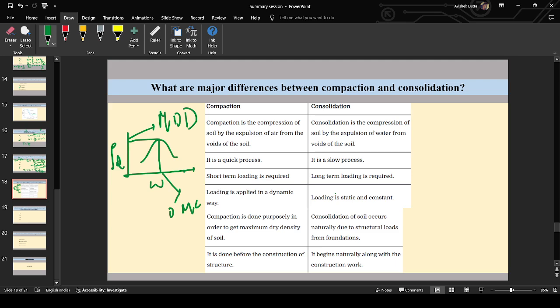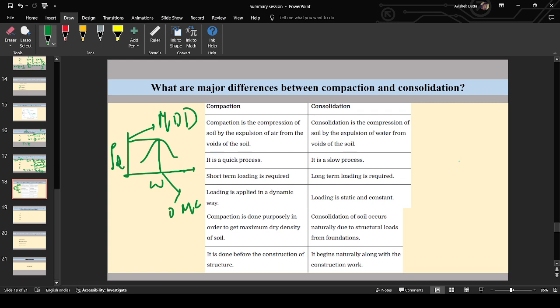So on one side we have compaction, which is a fast process. Short-term loading in a dynamic way can be applied and is generally done before the construction process, purposely to get the maximum dry density. On the other hand, we have consolidation, which is the expulsion of water from the soil. It is a very slow process with the help of long-term loading, in which the loading is static and constant, and this naturally occurs after any structure is built, due to the application of the loads from the superstructure and substructure on the soil.